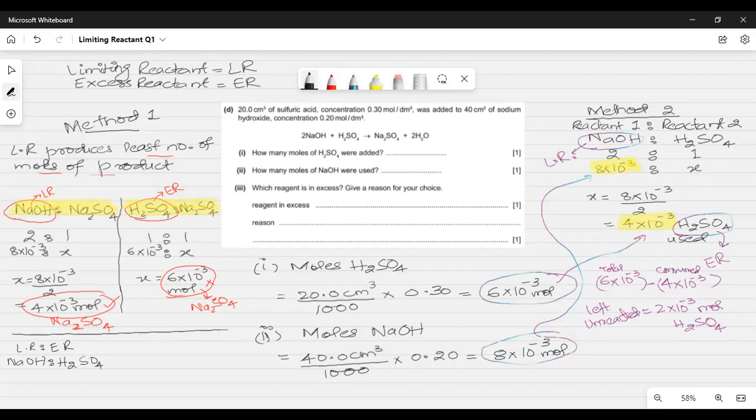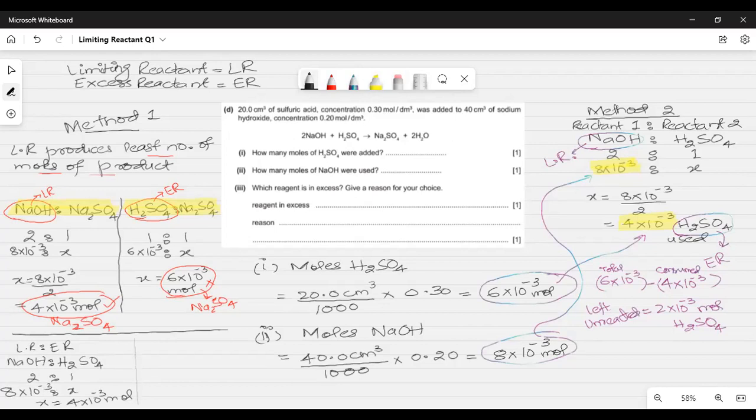Since I'm already done with this, it would come easier to you to ratio 1, 8 into 10 raised to the power minus 3, ratio x, and you know x would be equal to 4 into 10 raised to the power minus 3 moles of H2SO4. Now that was one step. My bad, I'm going to draw the line in a more appropriate way.